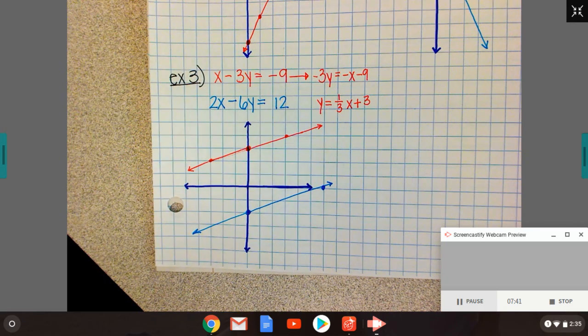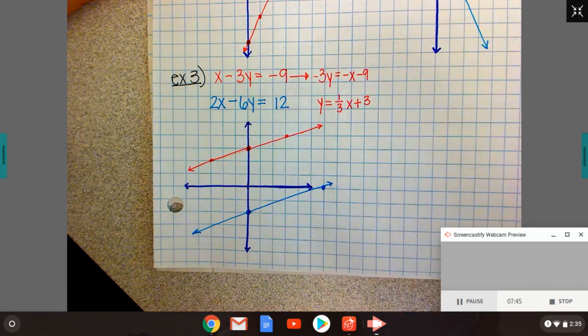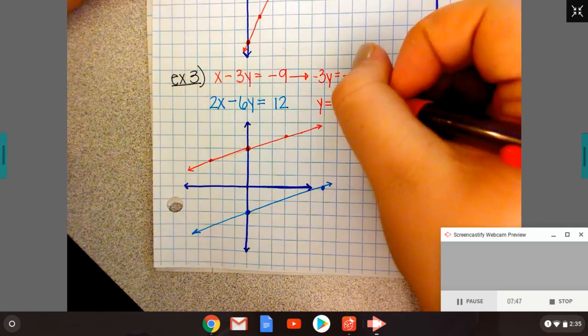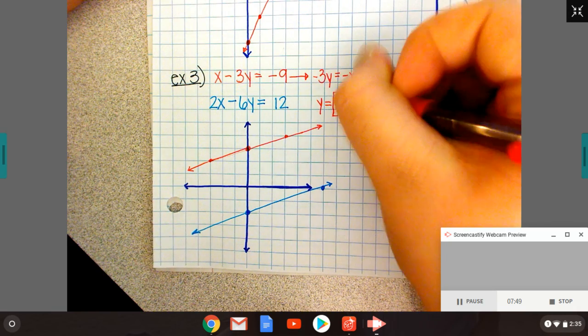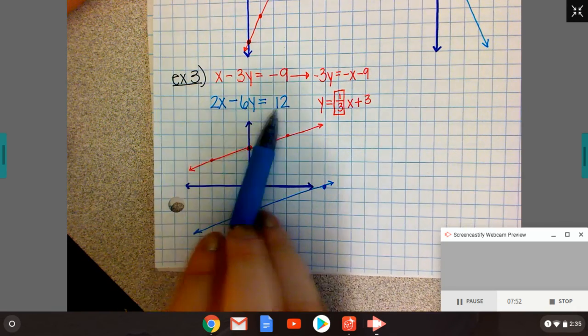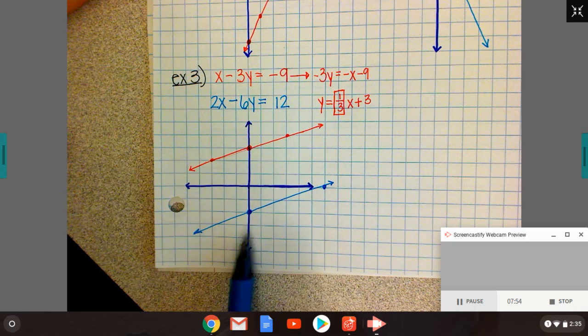Now these two look like they are parallel to me, but we should check by thinking about the slope. This one had a slope of 1/3. Let's check the slope of our blue line to make sure that that's also 1/3, because looking at my graphs, I'm kind of assuming that that's the case.